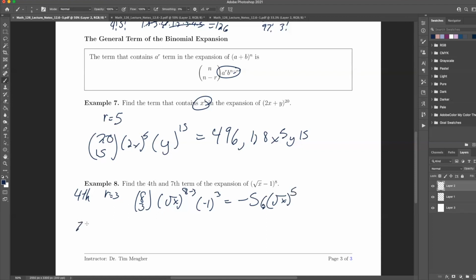And then our 7th term here. So the 7th term here, you're going to let r equal 6. So it'll be 8 choose 6. So our 7th term will have square root of x to the 8 minus 6, and then it'll be -1 to the 6 because it needs to add up. And this gives us 28x. Okay. So sorry for going a little over.